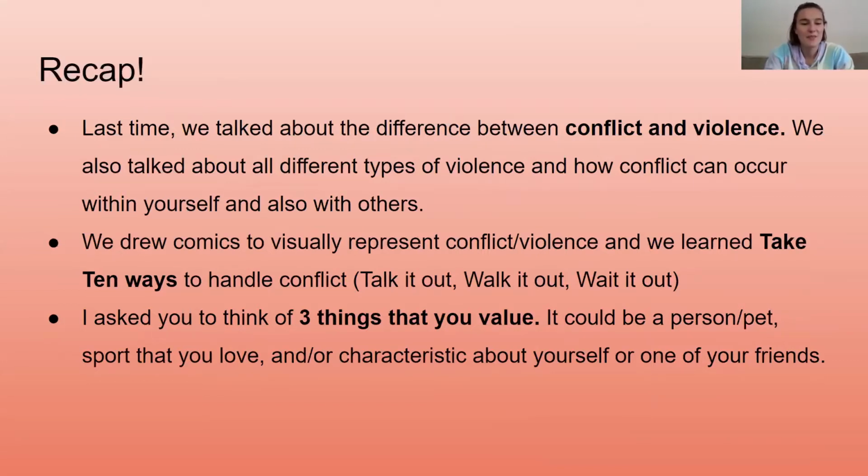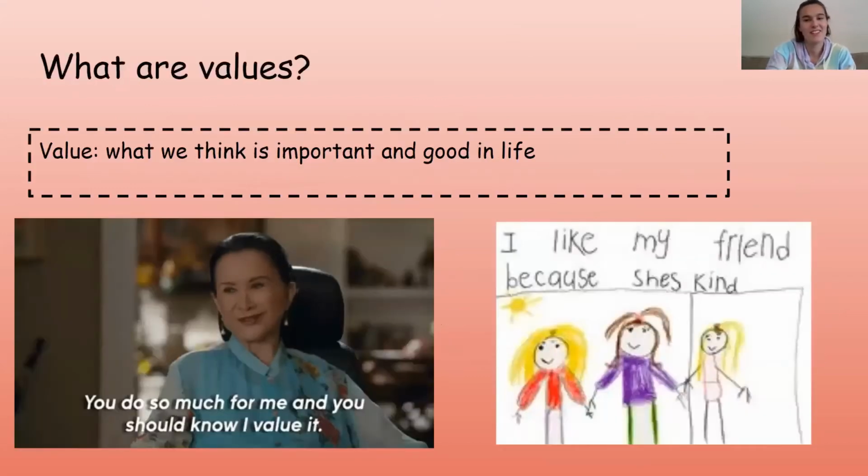Awesome. I asked you to think of 3 things that you value. So it could be a person or a pet, a sport that you love, or a characteristic about yourself or one of your friends. So let's just take 1 minute per person and turn to your neighbor and share the 3 things that you value. I wish I could have heard them because I'm sure you came up with some awesome ones.